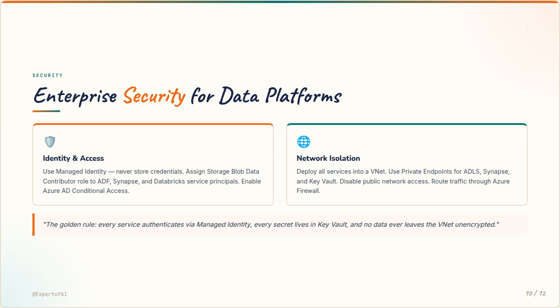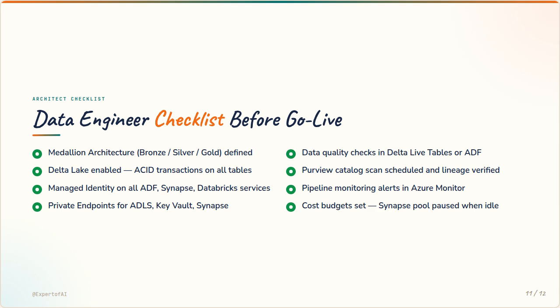For network isolation, deploy all services into a virtual network and enable private endpoints for data lake storage, Synapse Analytics, and Key Vault. Disable public network access on every service. Route all outbound traffic through Azure Firewall with application rules. The golden rule is simple. Every service authenticates via managed identity, every secret lives in Key Vault, and no data ever leaves the virtual network unencrypted. Before going live with any Azure data platform, work through this 8-point checklist.